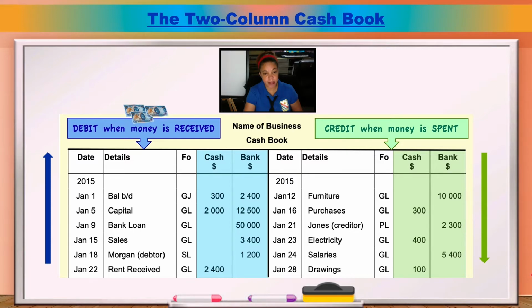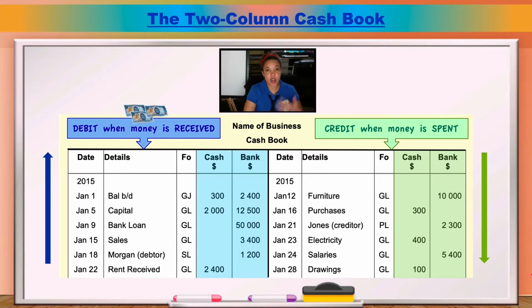So you find the capital account in the general ledger, you find the receivable accounts in the sales ledger, you find payables in the purchases ledger. That is basically what it is. But unless they ask you for it specifically, you're not going to have to do it. They tend to give you the templates for your cash book and they usually don't have the folio column. So don't worry too much.